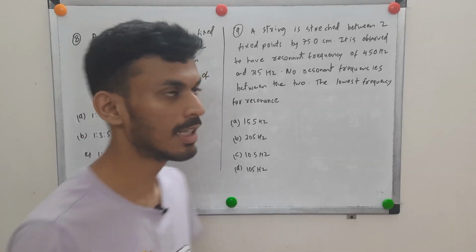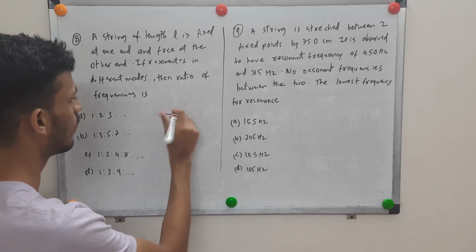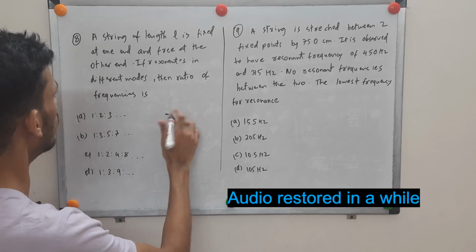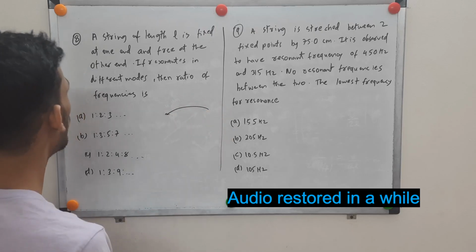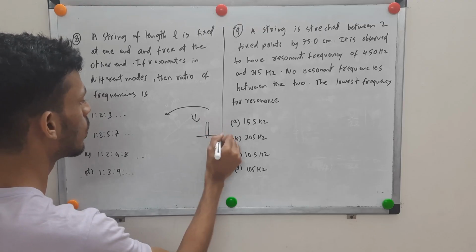Question 8 and 9. In question 8, we are given a string which is fixed at one end. It's a wave on a string, right? So it is open at one end. So you can treat it analogous to your pipe which is closed at one end.